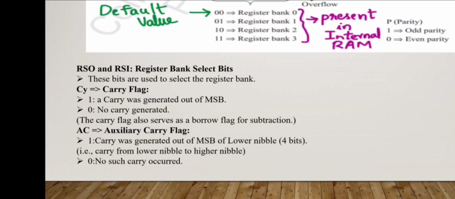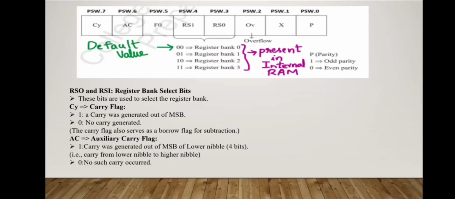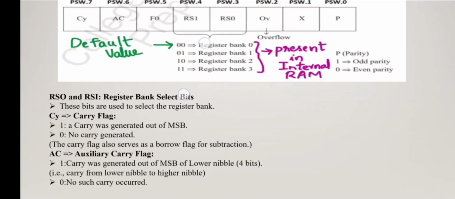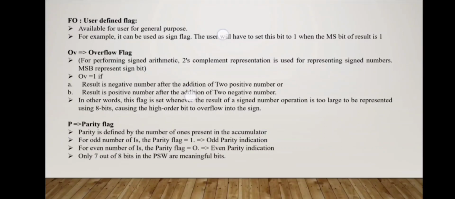Then auxiliary carry: it will be set to 1 if a carry was generated out of the lower nibble, that is 4 bits, carry from lower nibble to higher nibble. If there is a carry from lower nibble to higher nibble, it will be set; otherwise 0, no such carry has occurred. Okay. So the next is F0, that is PSW.5, the fifth bit of PSW, F0.